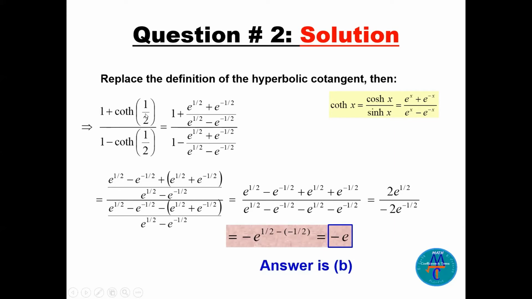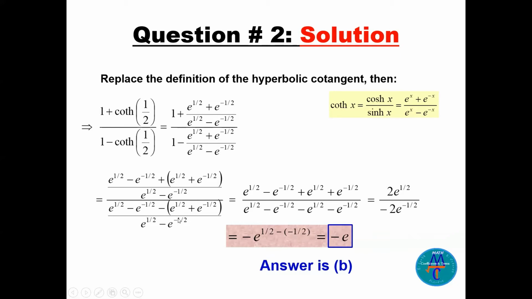Just apply directly, replace half in the x place here: e to the power half plus e to the power minus half divided by this minus this. And here we have plus in the numerator and here we have minus in the denominator. So let's combine now the fraction here. So this is like 1 plus x over y. So the LCD will be e to the power half minus e to the power minus half. You multiply that plus all this expression in the numerator, e to the power half plus e to the power minus half. Same thing we will do down. We will combine these two fractions with the minus before the bracket.